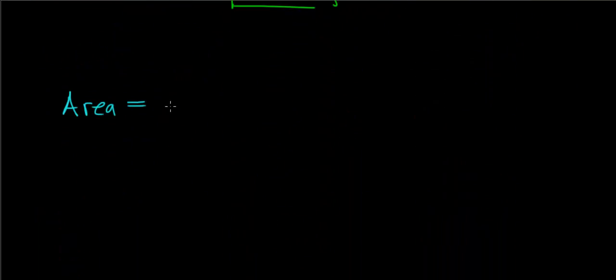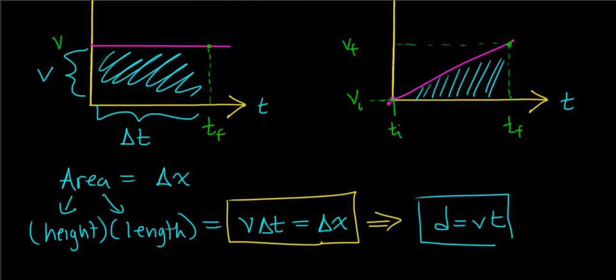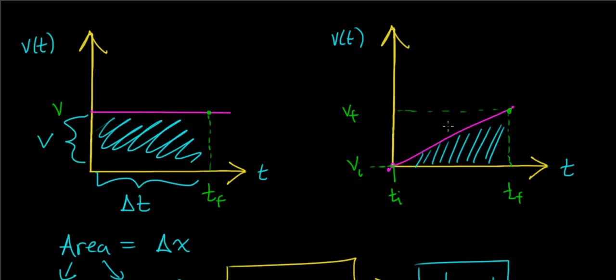So the area swept out by the velocity curve for an object traveling with constant acceleration is going to be equal to the area of a triangle, which is 1/2 the height of the triangle times the length of the triangle. Now if we look at the velocity versus time graph for an object traveling with constant acceleration, notice that the height of the triangle is going to be the change in the velocity, v final minus v initial. And the length of the triangle is going to be t final minus t initial.